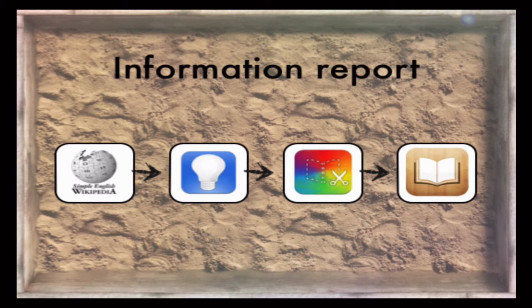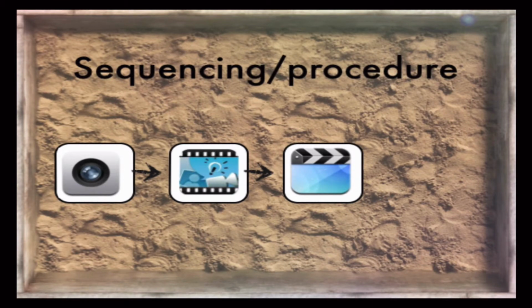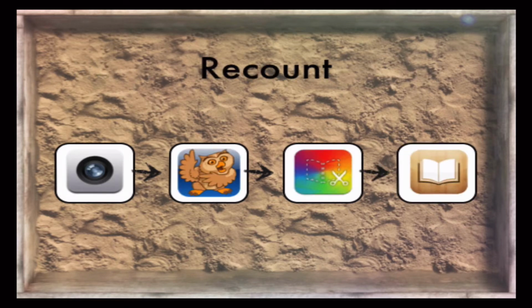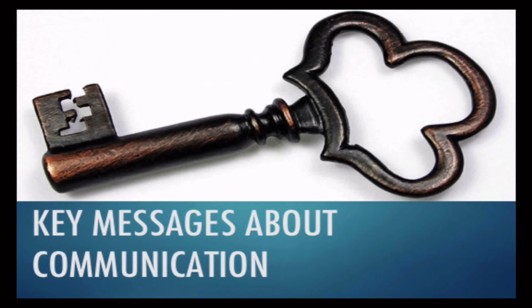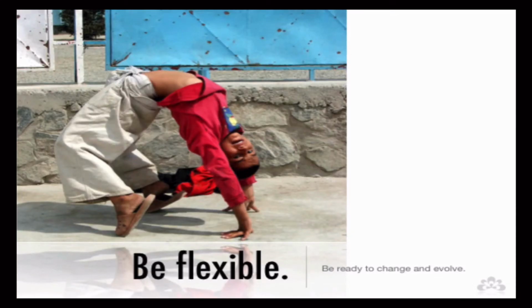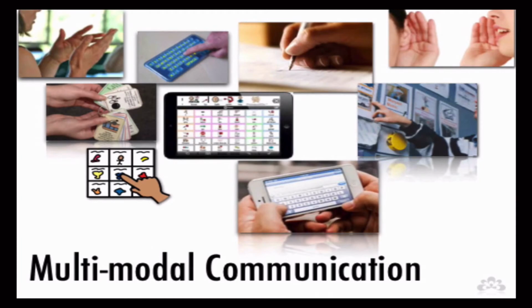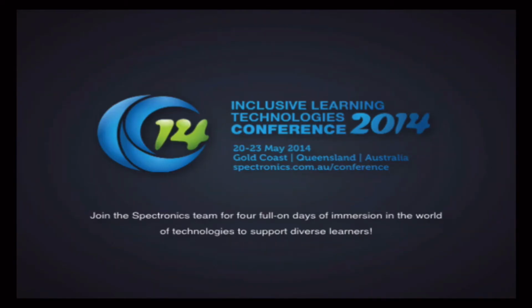So regardless of the student's ability level, we can adapt using the iPad, using a sequence of different apps to produce an information report in a book format. We might look at sequencing or procedural texts or creating procedures and come out at the end product being a video using this sequence of apps on the iPad. Or maps, we're going to look at how you could create a recount using this sequence of apps on the iPad. At the end you're going to collect some key tips, some key web links and some key messages, and you're going to get some of them now. But that's basically what we're going to be covering today.